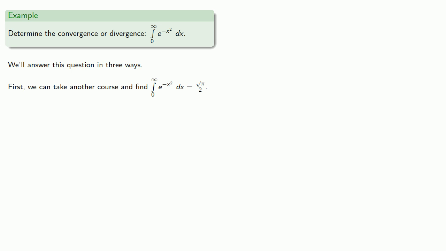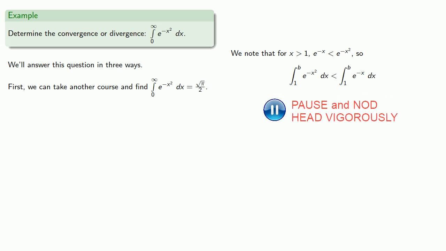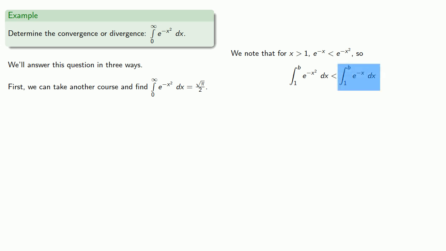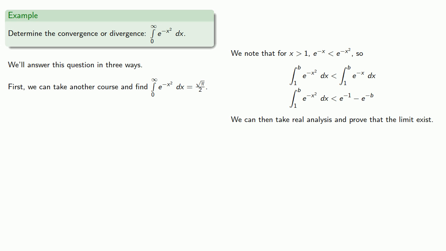And so we might begin with the idea that, well, if x is greater than 1, then e to power minus x is less than e to power minus x squared. And so this means that the integrals have the same relationship. And the good news is we can figure out the thing on the right-hand side pretty easily. And the right-hand side is bounded, the integral is continuous, positive, and increasing, and so if we take a course in real analysis, we can then prove that the limit exists.